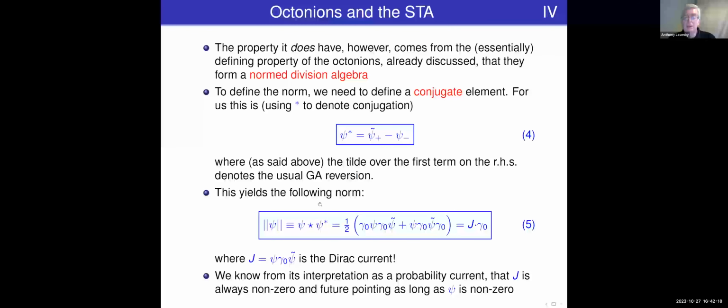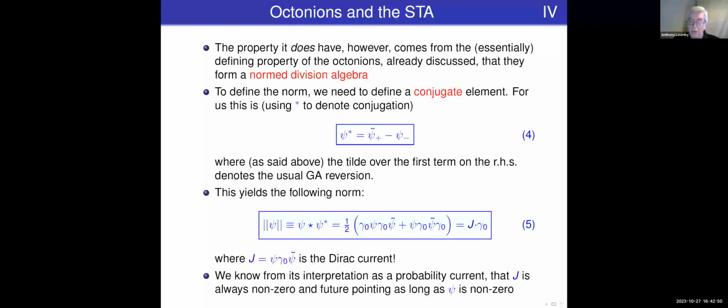So we do that. We form the octonionic product with psi to get the norm, and you can work it out. And it comes to this, comes to 1/2 gamma naught psi reverse plus psi gamma naught psi reverse gamma naught. And we recognize that. That's, of course, the time-like component of the Dirac current. So this is very interesting. It actually surprised me a great deal when I first arrived at this, because I hadn't seen something like this before.